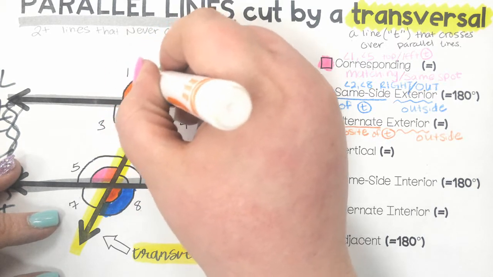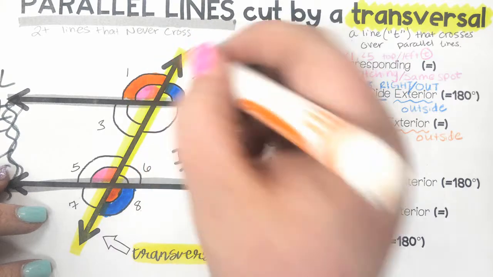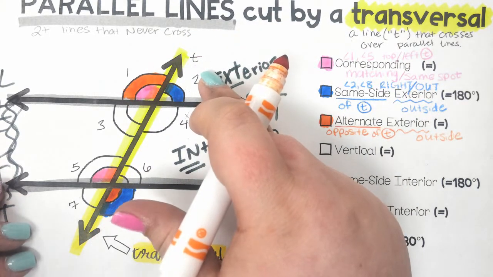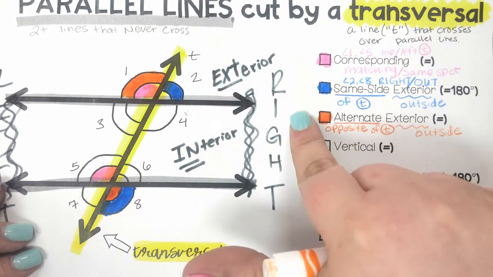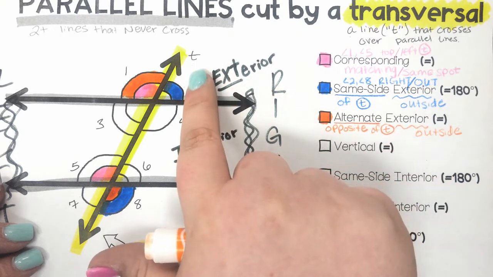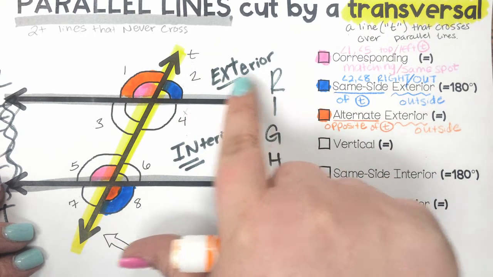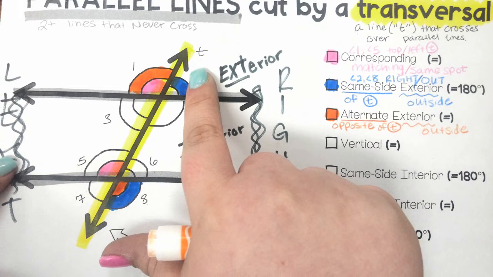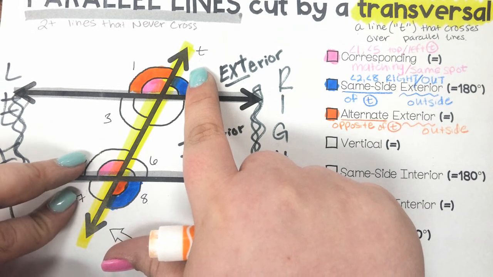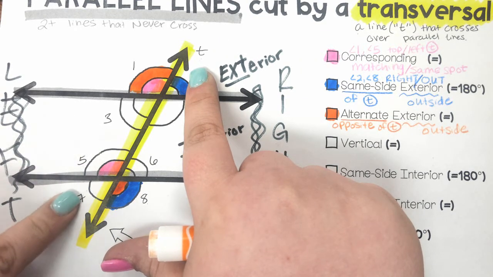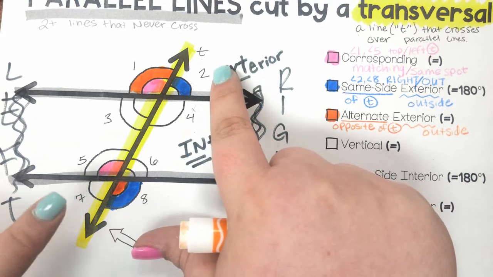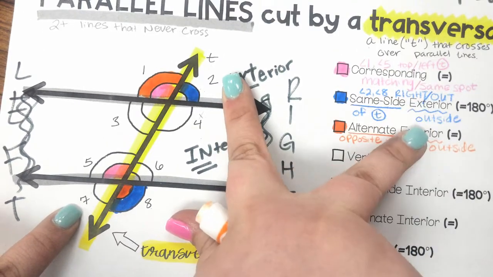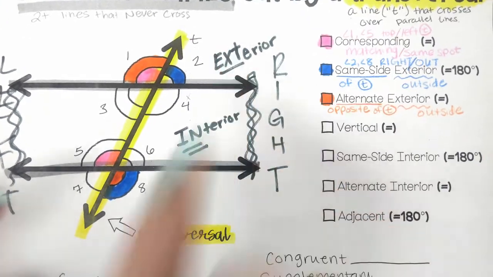Again, this is not the only pair of alternate exterior angles. 2 is also an exterior angle. 2 is on the right. So we need something from the left. That would be angle 5 or 7. 5 is inside the box, 7 is outside. So angle 2 and 7 are also a pair of alternate exterior angles.